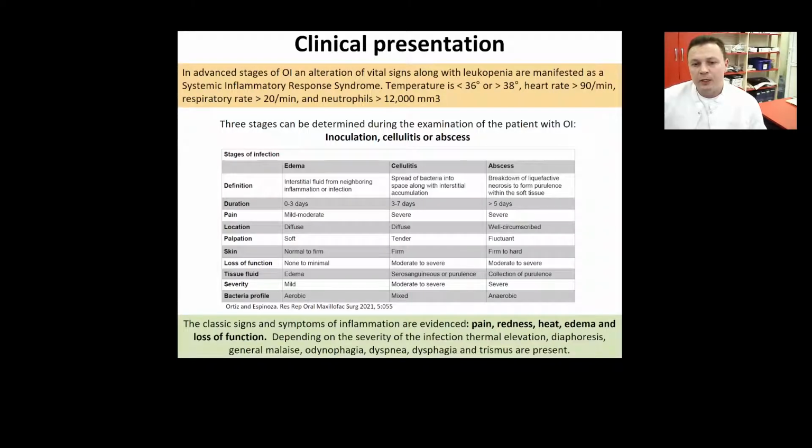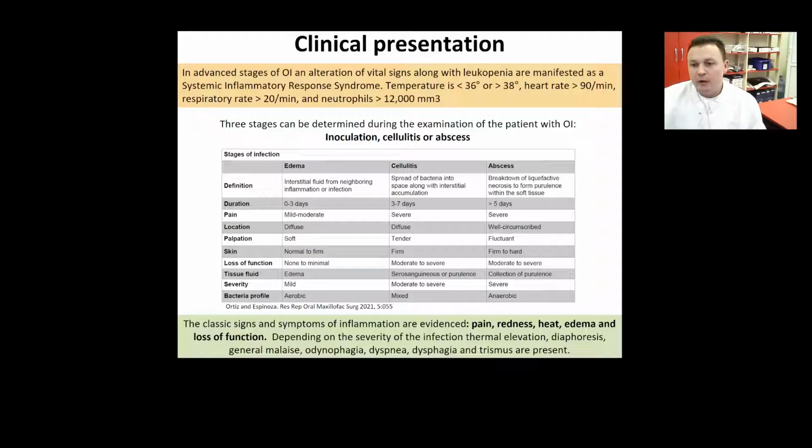Physical examination of the patient plays an important role during diagnosis. In advanced stages of OI, an alteration of vital signs along with leukocytosis is manifested as a systemic inflammatory response syndrome. Temperature is lower than 36 or higher than 38 degrees centigrade. Heart rate is more than 90 per minute. Respiratory rate is more than 20 per minute, and neutrophil count is more than 12,000.